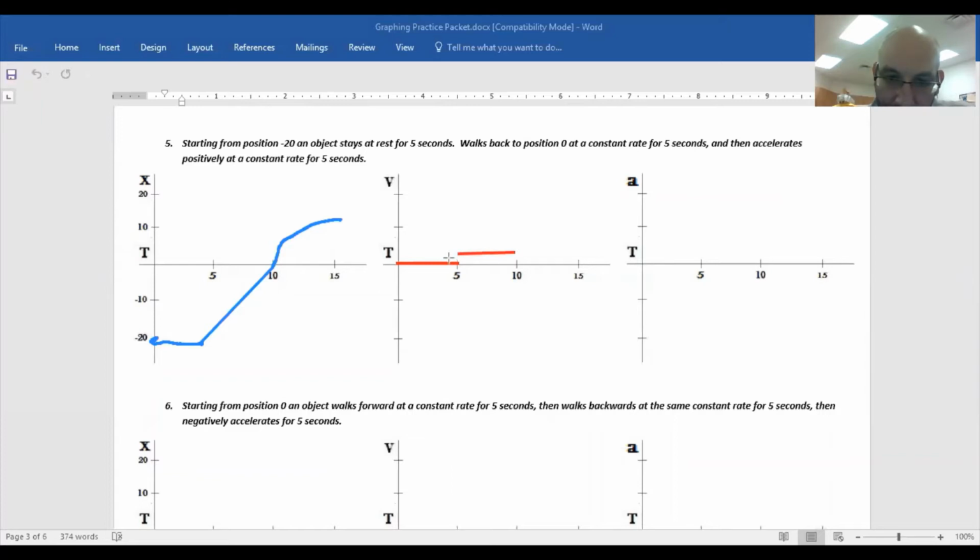And you can connect them with a little line if you want. So that's part 2, this line above the x-axis that's flat. And then we accelerate for the last 5 seconds. So now slope is acceleration. We have a slope, and now we have that. So again, at rest is the first flat line, positive constant velocity is the second flat line, and then positive acceleration is the third line.